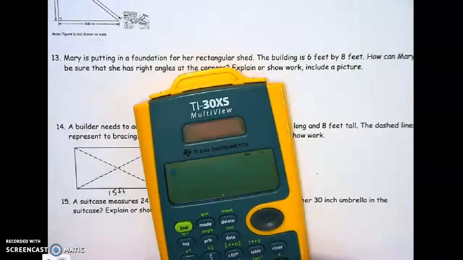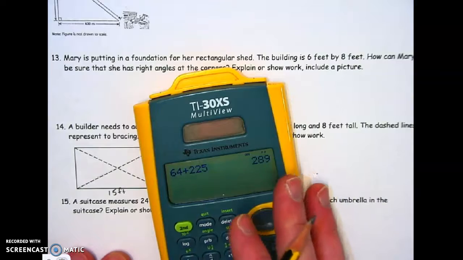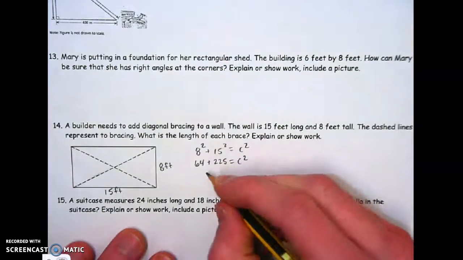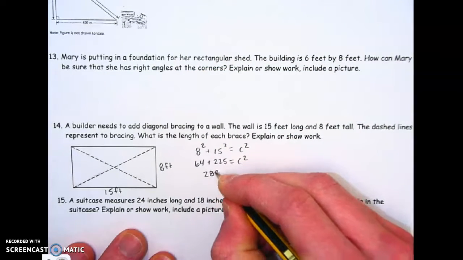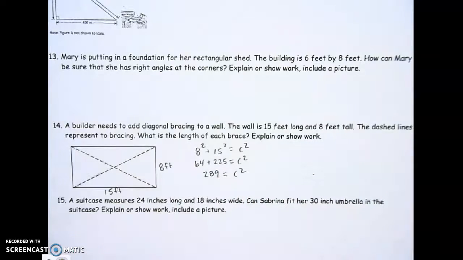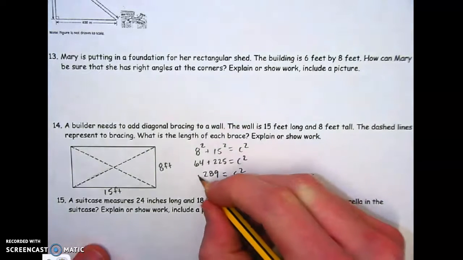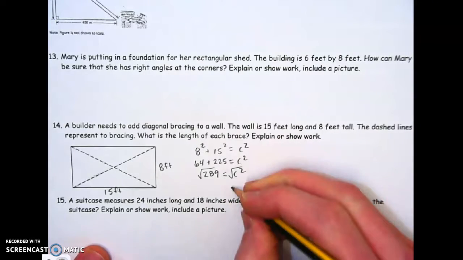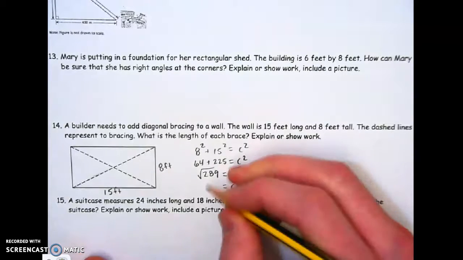Let's add those together. 64 plus 225, so 289. 289 equals c squared. And we need to take the square root of that to actually find the length. If you remember your square numbers, that's 17.